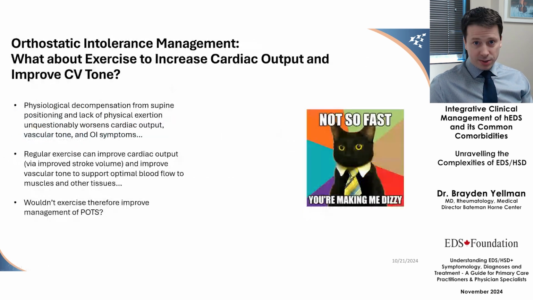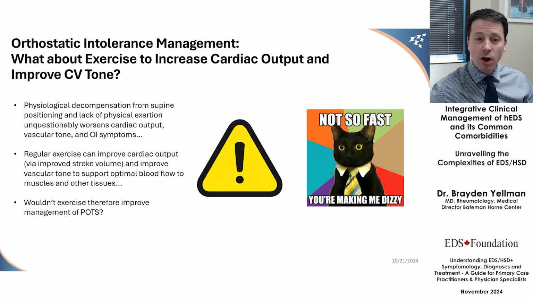So what about exercise to increase cardiac output and improve cardiovascular tone, right? Well, physiological decompensation from being supine all the time, lack of physical exertion, that worsens cardiac output. It worsens vascular tone. It worsens OI symptoms. So maybe regular exercise can improve cardiac output, right? It improves stroke volume and thus improves vascular tone to support optimal blood flow to muscles and other tissues. So why wouldn't we recommend exercise to treat orthostatic intolerance or POTS?